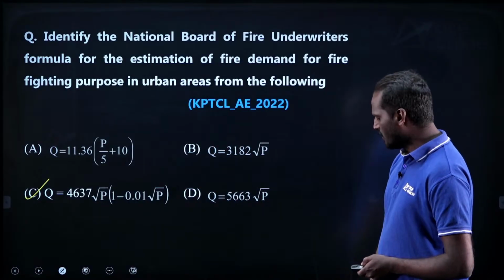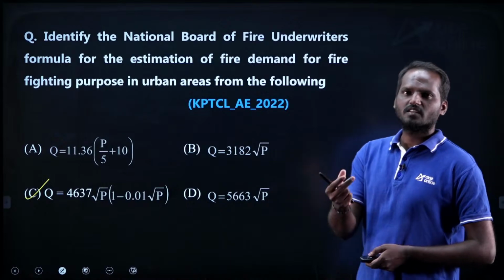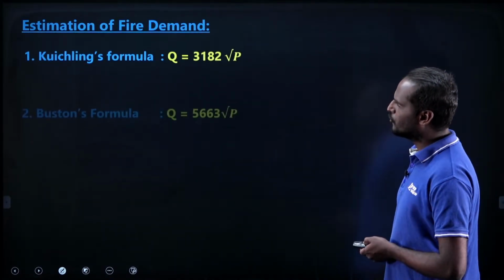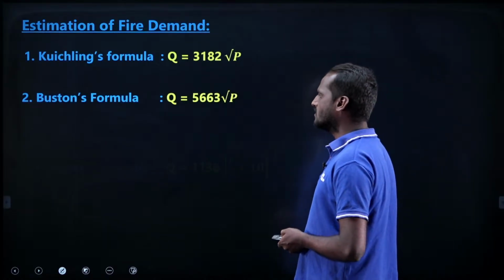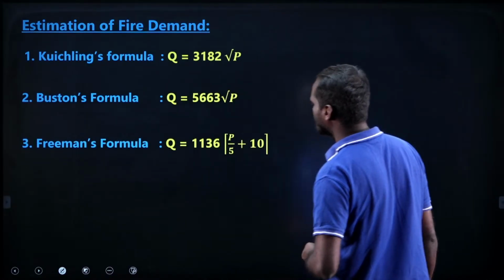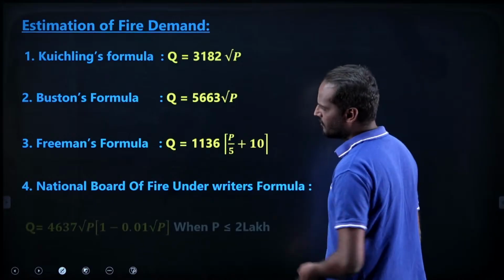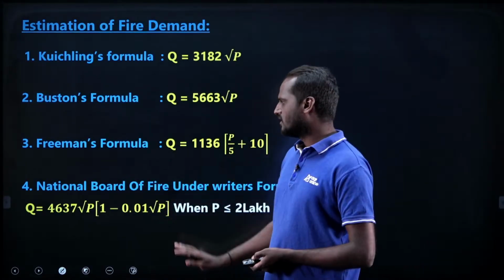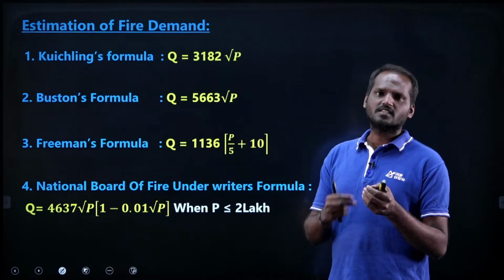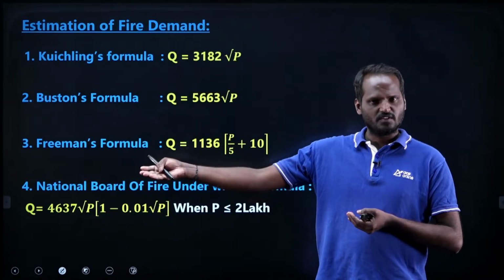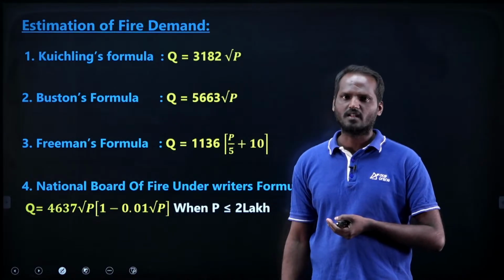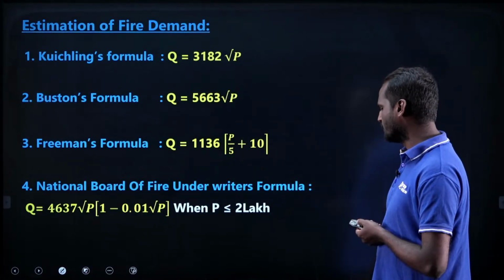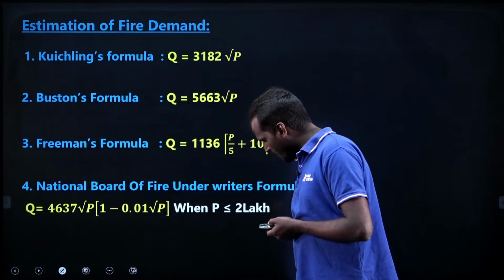Quickly revise the various fire demand formulae. We have Kuchling 3182 root P, Buston formula 5663 root P, Freeman is 1136 (P by 5 plus 10), and the National Board of Fire Underwriters formula is this formula. That is what the question is. This is all about the fire demand. Let us have a quick revision with the help of a previous year question asked in your RRB JE. This is the quick recap of all fire demand formulae. Try to participate, my dear friends.